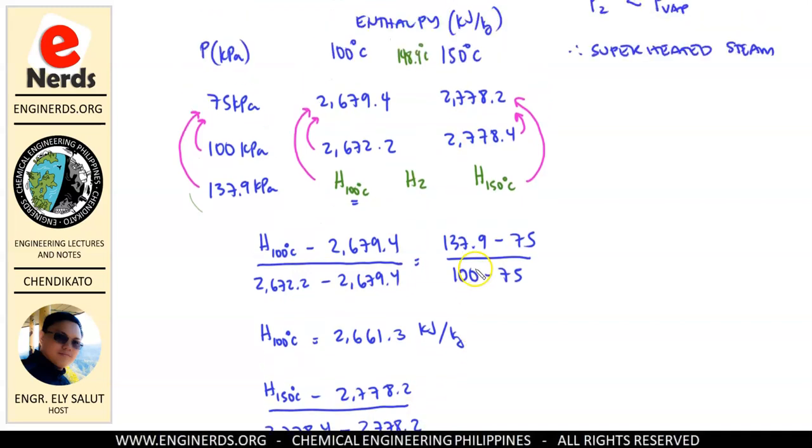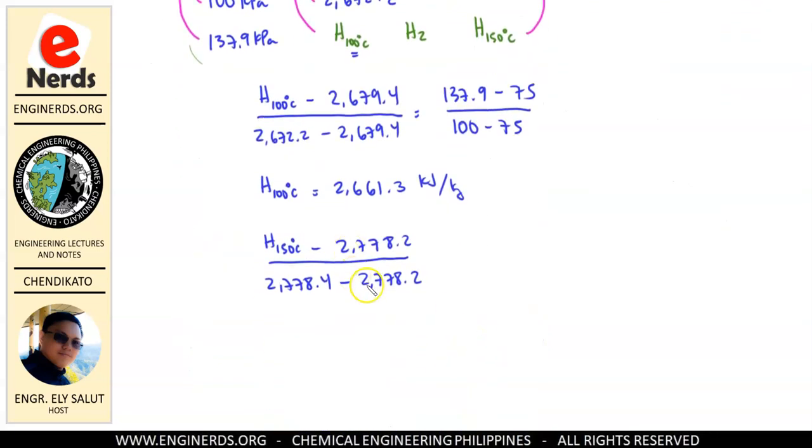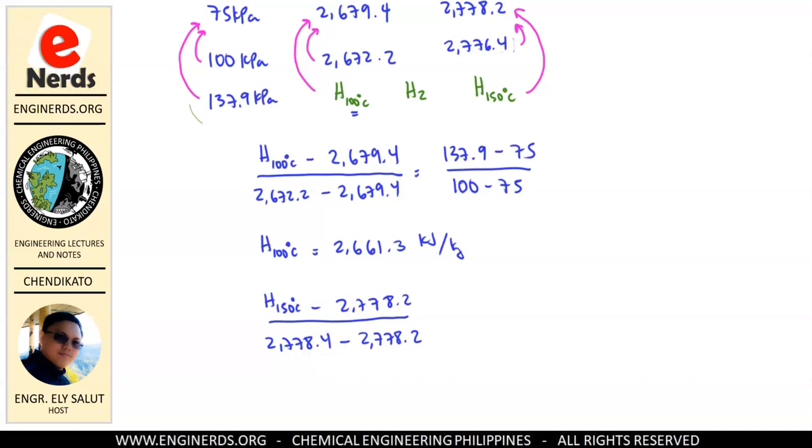Oh, I'm sorry, we have a wrong value here, no? So, our 150 degrees Celsius, this is 2,778.2. So, this is 2,776.4. So, I need to change this. Mali yung value natin. So, this is 2,776.4, no? So, that is what we need to use here. Okay? So, let me remove this as well. We wrote a wrong value kasi earlier, no?